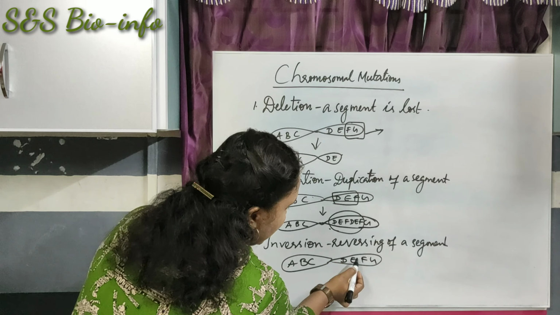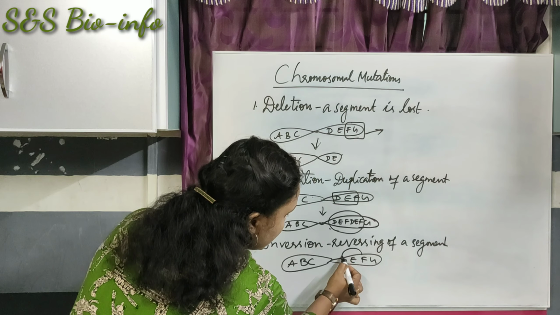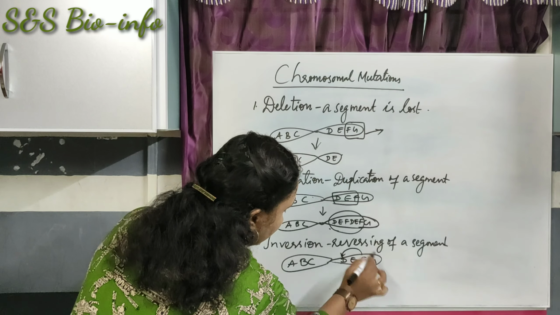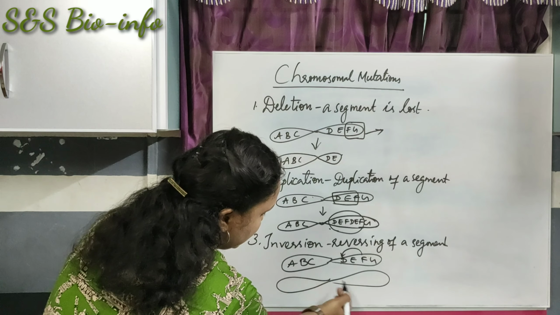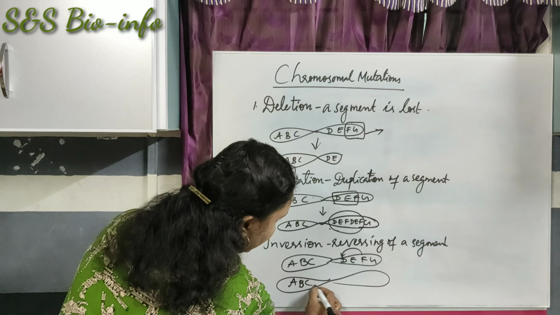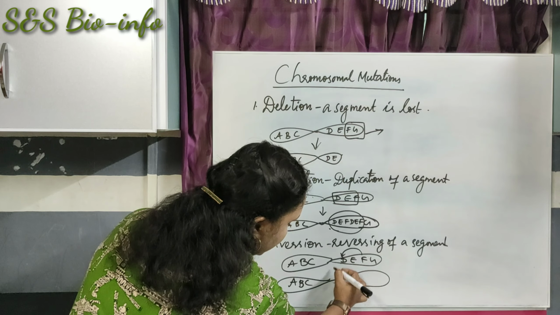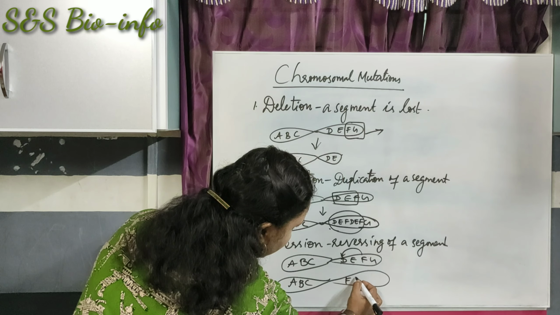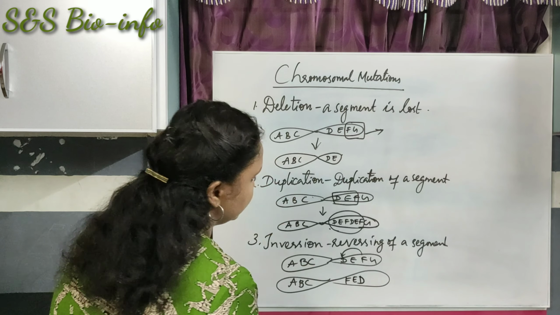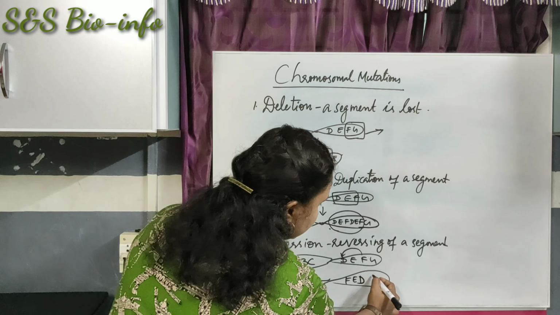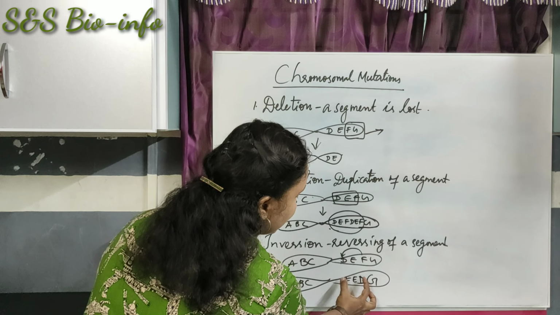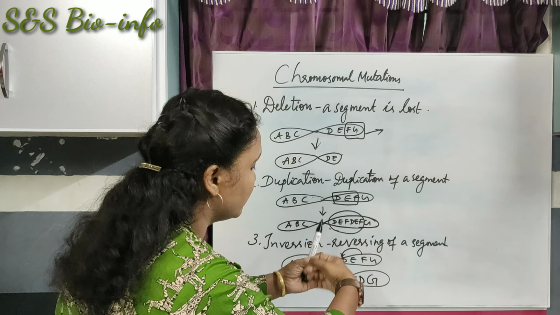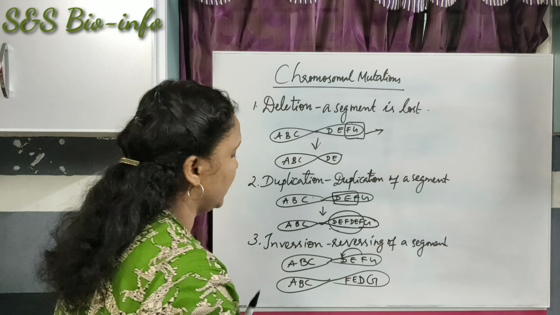If this particular part D, E, F is reversed, the chromosome looks like this. See, the structure will be changed like this: A, B, C, then F, E, D, then G. See the reversing of the particular segment. So it causes the reversing of the genes in that area.